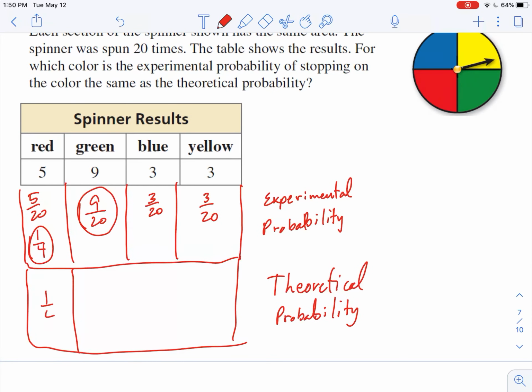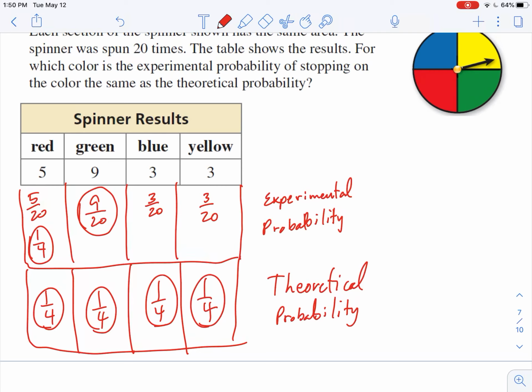So 1 in 4, 1 in 4 for green. They all have the same theoretical probability. It's just that their experimental probability is a little different based on, of course, the experiment.